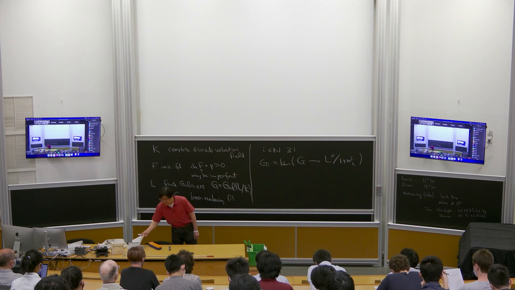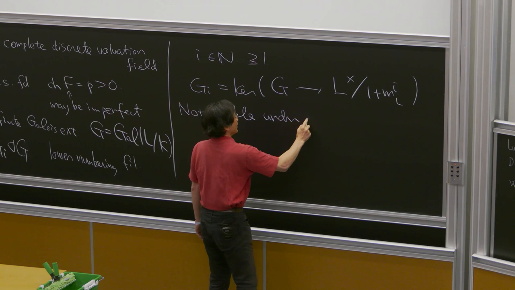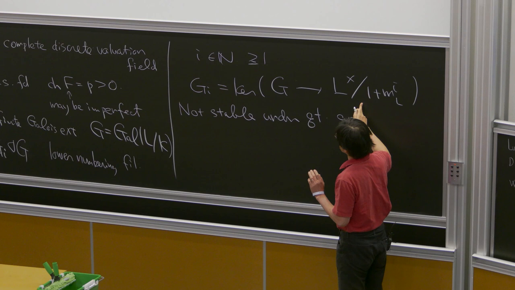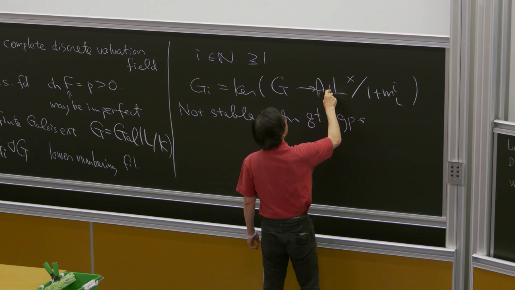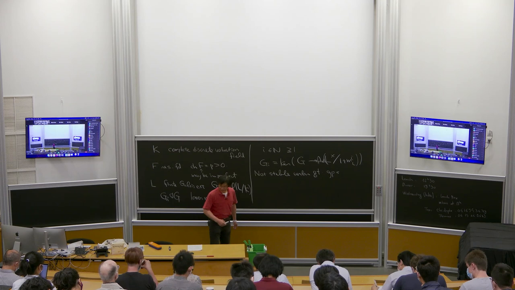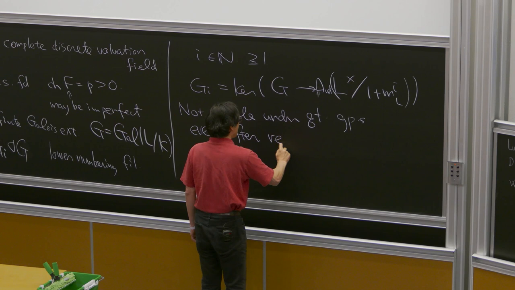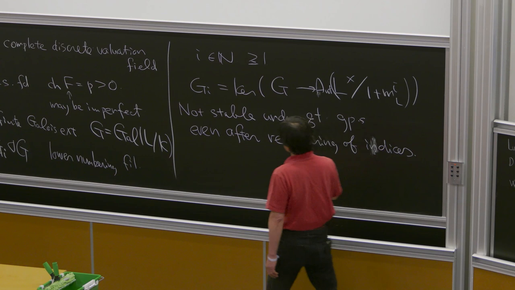So this is a good, simple definition. But the problem is that this is not stable under quotient group. You have a natural action of the Galois group. It is not stable on the quotient, even after renumbering of these indices, unless under the classical assumption.